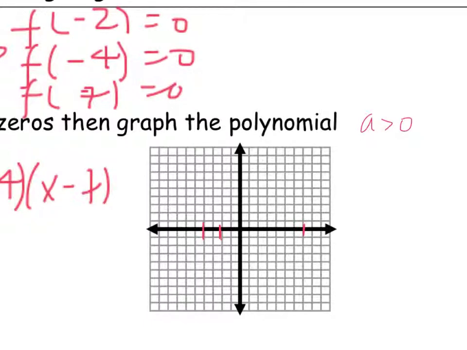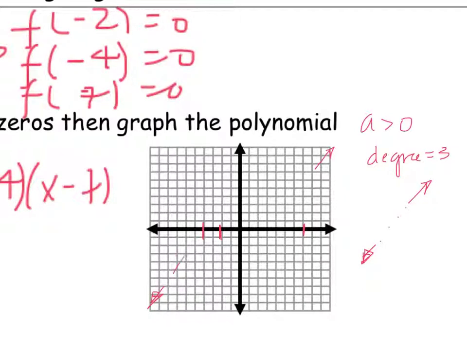And also, the degree of this polynomial was 3, because it had 3 roots. If I added up all the powers of my factors, it would be 3. Because it's odd, my end behaviors are going to go in opposite directions, and it's positive, so it's going to mimic that of a positive slope line. So my end behaviors are going to look something like that. Then we're pretty much going to fill in the blanks.